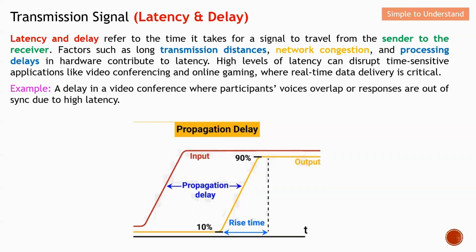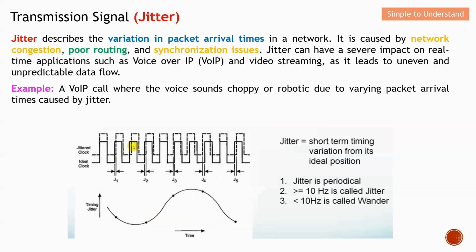Last but not least, jitter. So what is jitter? Jitter describes the variation in packet arrival time. Basically for digital signals, the packets can arrive via different routes. Certain routes may have a favorable time in terms of delay. However, jitter, in short, describes the variation in terms of the packets that arrive in the network. This again can be caused by network congestion, poor routing, and synchronization issues.